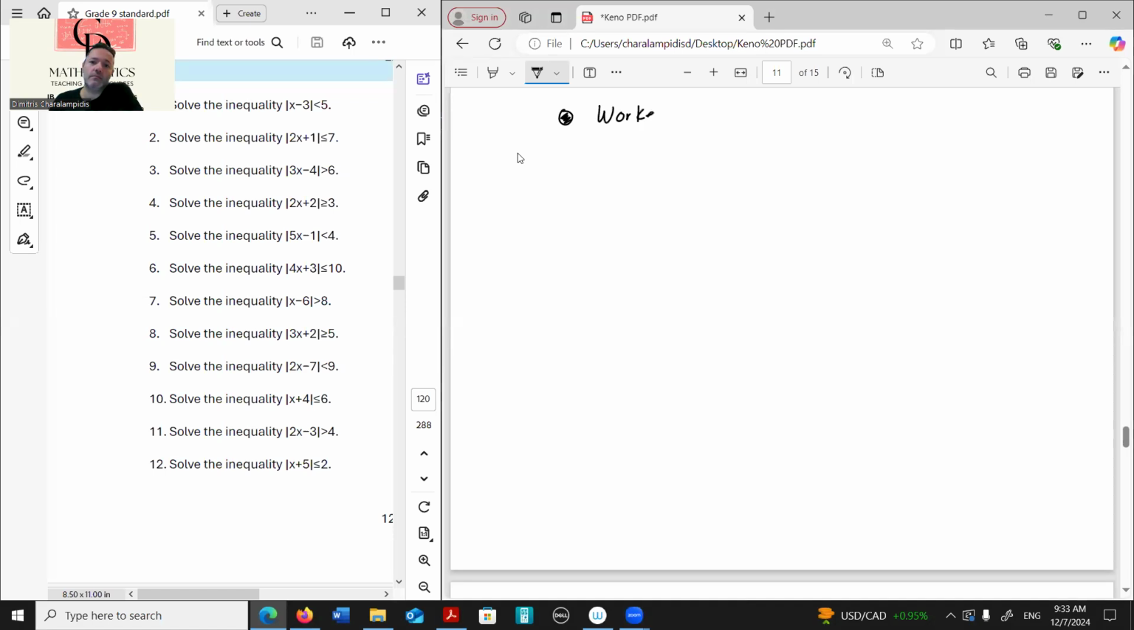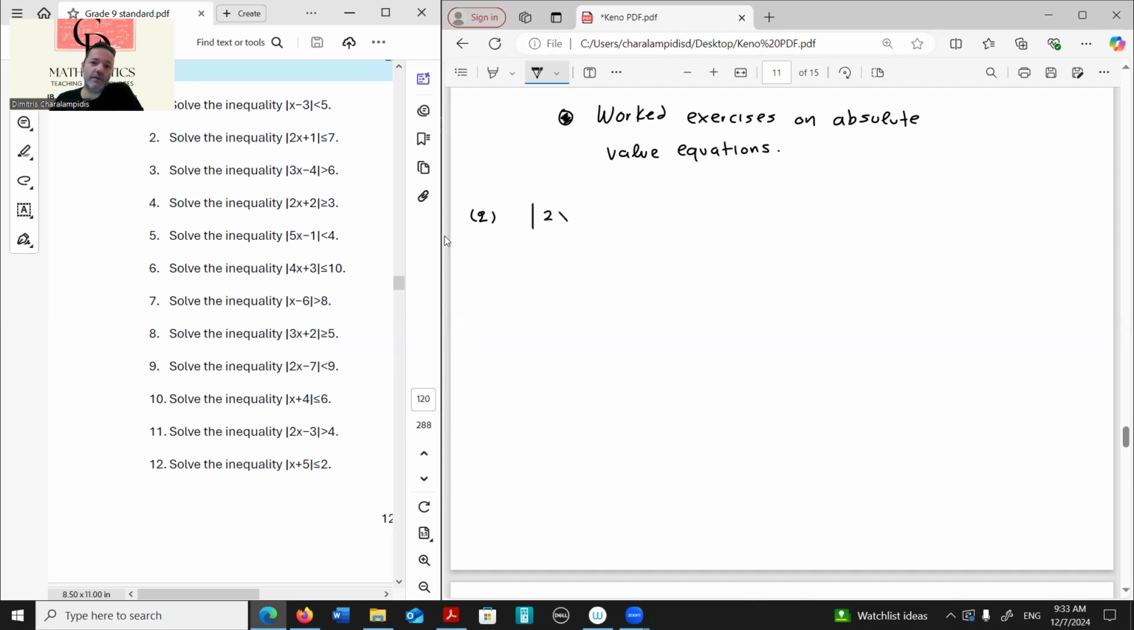Worked exercises on absolute value equations. And let's begin with exercise 2. This is from one of the workbooks we use in my current school. Let's go with the exercise 2.